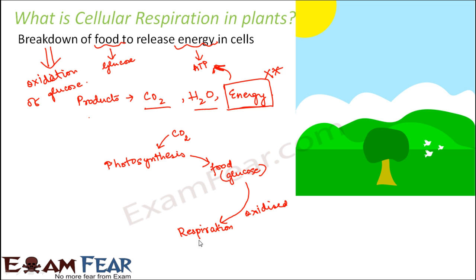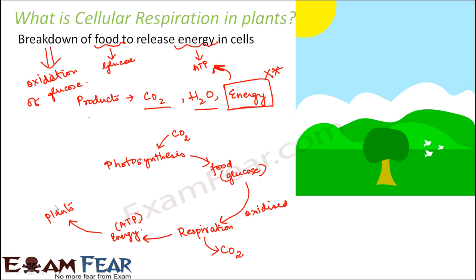So during the process of respiration, what will happen? Glucose will be oxidized to produce carbon dioxide, water and energy. So you see, during photosynthesis, carbon dioxide was taken in, whereas during respiration, carbon dioxide is given out. Also, as a result of respiration, a lot of energy is produced, which is stored in the form of ATP molecules. Utilizing this energy, the plants will perform all the metabolic activities, all the processes like reproduction, movement, transport. Even photosynthesis needs a lot of energy.